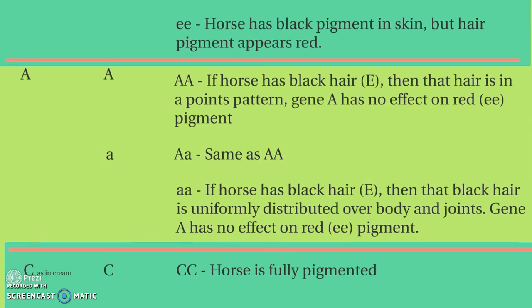A, as in Auburn. Big A. If a horse has black hair, big E, then that hair is in a points pattern. Gene A has no effect on red, double e pigment. Big A, little a is the same as double A. Little a, if a horse has black hair, big E, then that black hair is uniformly distributed over body and joints. Gene A has no effect on red, little e pigment.